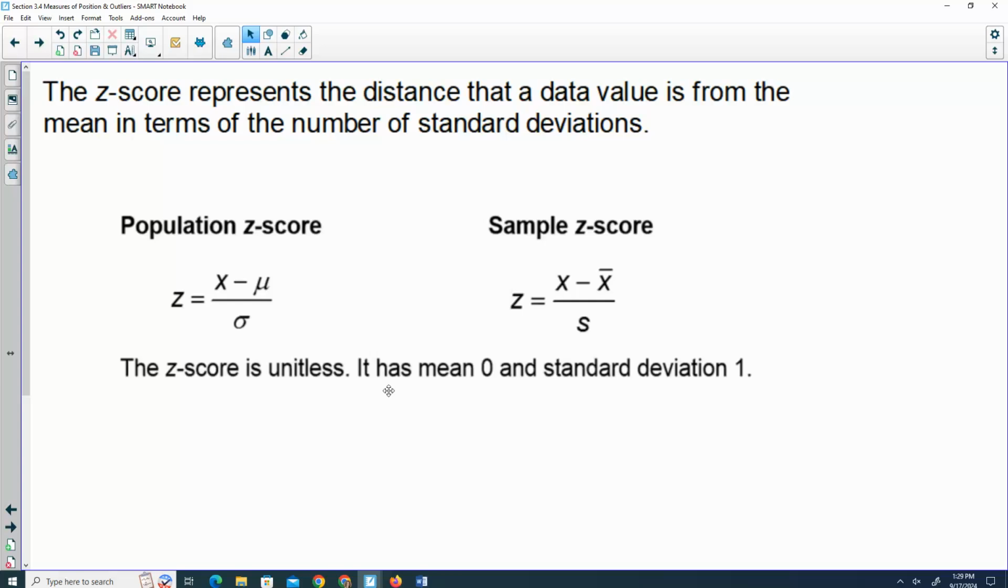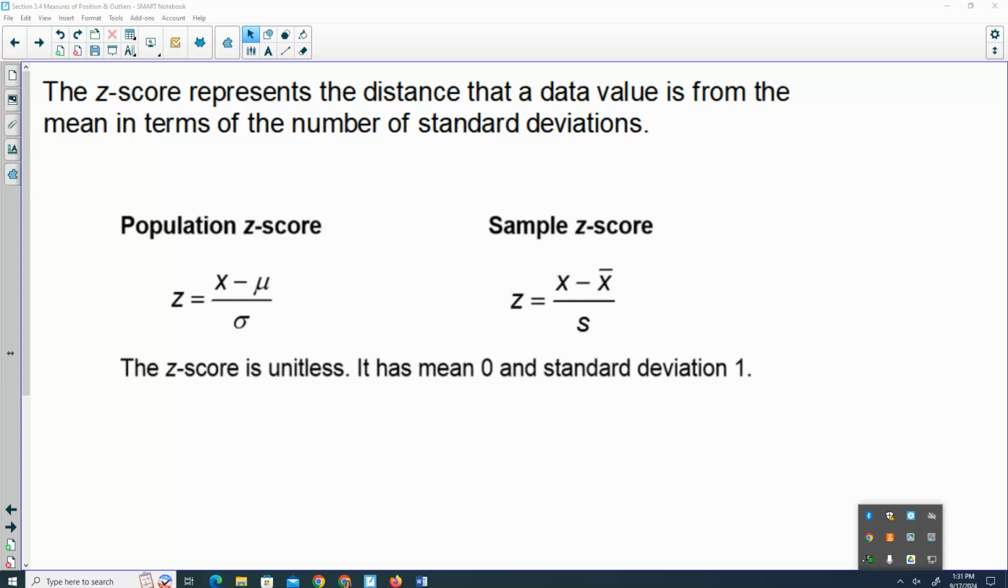The z-score doesn't have a unit. It is telling us how many standard deviations something is from the mean. The purpose of a z-score is to allow us to compare different sets of data.